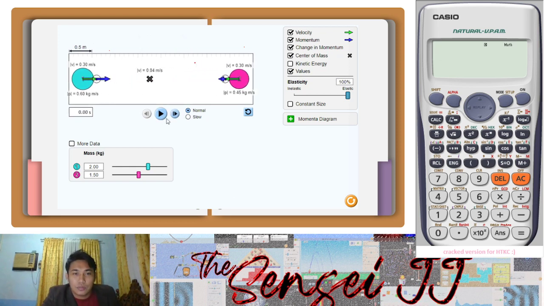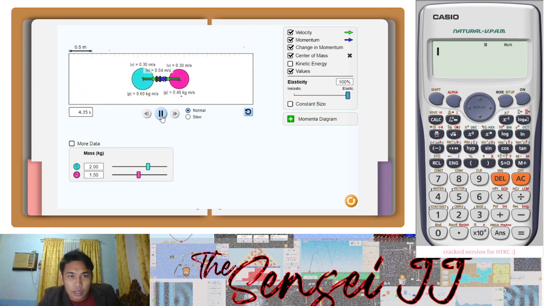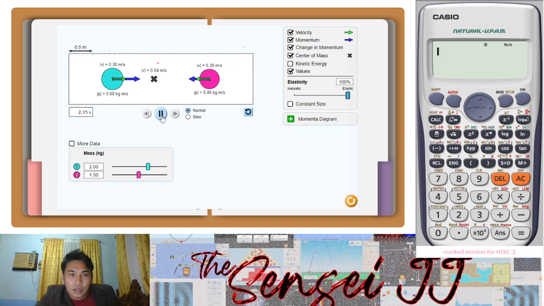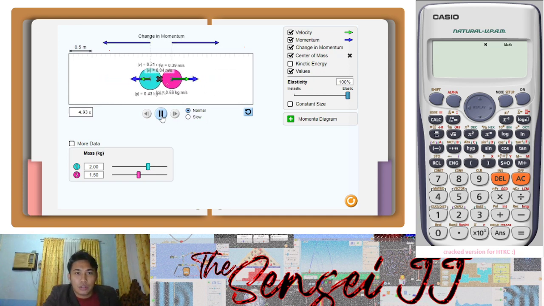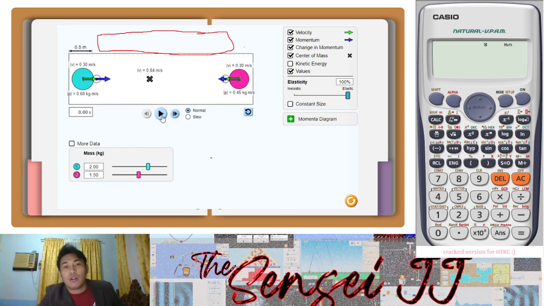Let's try to look at it again. They are both going in different directions, colliding with each other. And once they collided, their direction changed. You see this one? The change in momentum was visible. Since they are going in different directions, you will see that the directions of the balls will be changed from our initial. That is the change in our momentum.